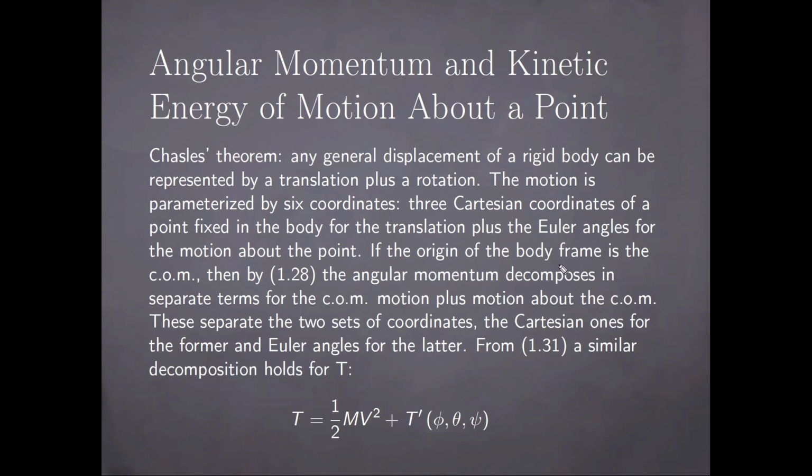If the origin of the body frame is in the center of mass, then by virtue of equation 1.28, the angular momentum decomposes in separate terms for the center of mass motion plus motion about the center of mass. These separate the two sets of coordinates, the Cartesian ones for the former and Euler angles for the latter. From equation 1.31, a similar decomposition holds for the kinetic energy, namely a separation into the kinetic energy of the center of mass plus kinetic energy of the motion for the system as a whole about the center of mass.